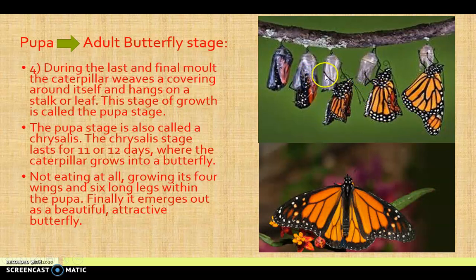Not eating at all, growing its 4 wings and 6 long legs within the pupa, finally it emerges out as a beautiful, attractive butterfly.